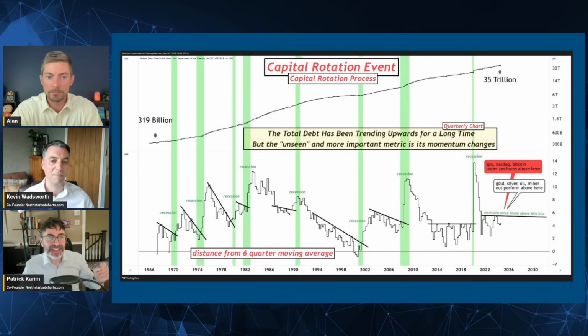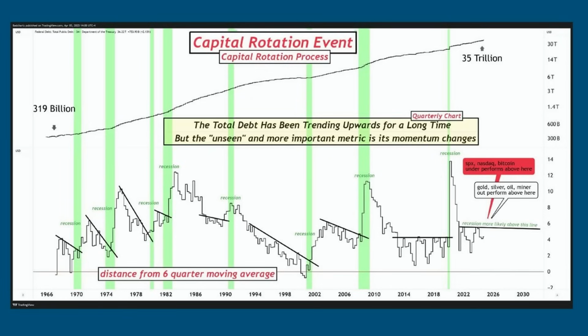319 billion in 1966. Today, 35 trillion, maybe more by the time this gets updated. And people say, the debt, and then they go into gold and all that. That's not just a reason why you should do it. Look at the bottom. The bottom is the distance from the 6-quarter moving average. So again, like you saw in the other charts, I'm looking at the accelerations and decelerations in that debt creation. And that's what the market participants react to.